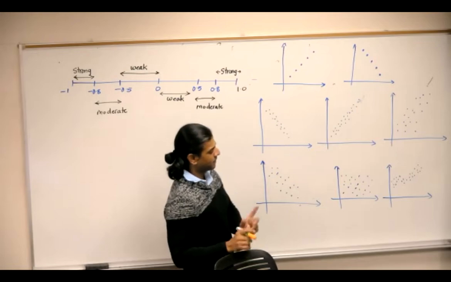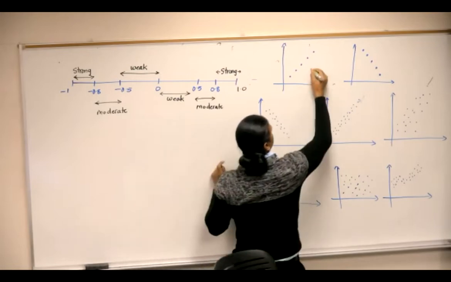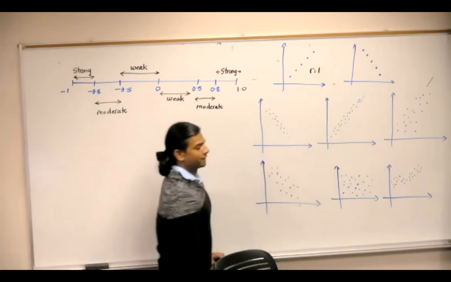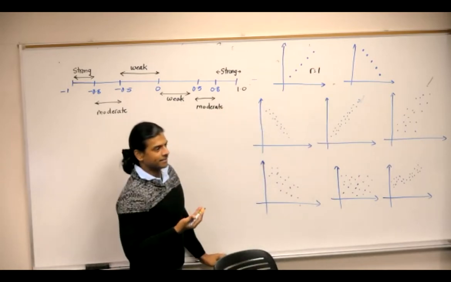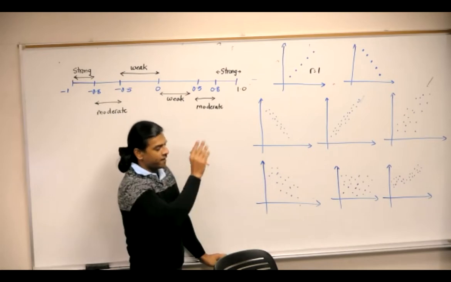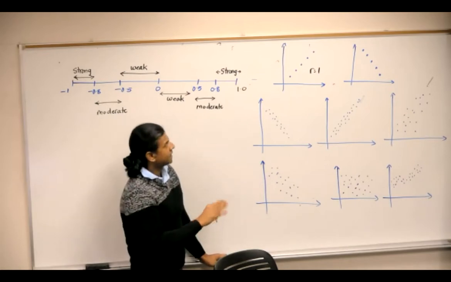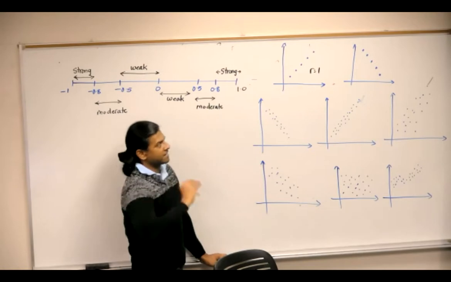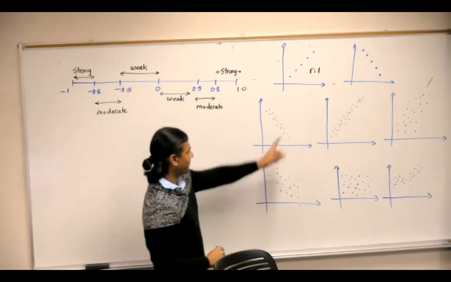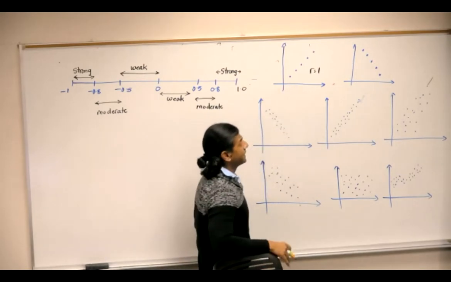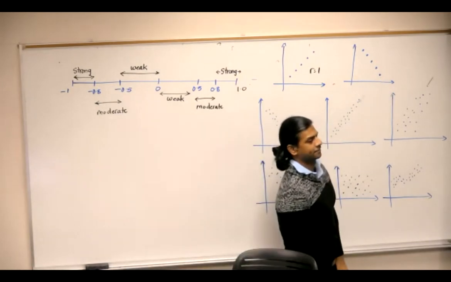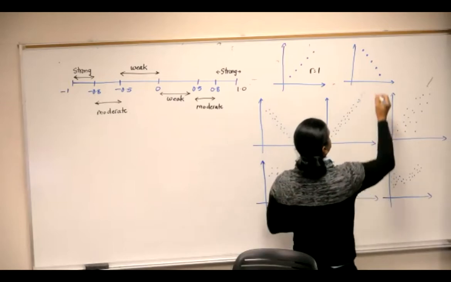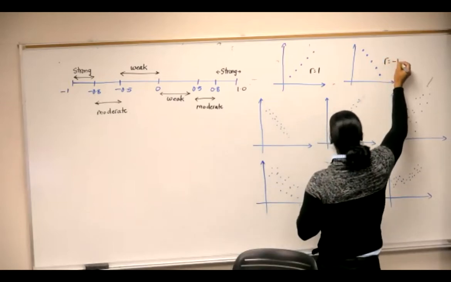Between 0.8 and 1? Okay, I'm going to say exactly equal to 1. That's a perfect line, do you agree? So there is no variation at all. That is a perfect relationship between X and Y. So R will be exactly equal to 1. How about that case? Negative 1. Exactly equal to negative 1.